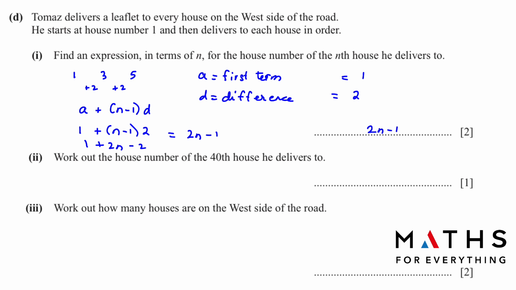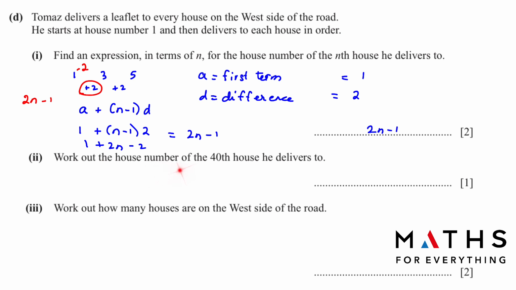The short way will be: whatever your difference is, you write it with n. And whatever your difference is, you subtract it from your first term. 1 minus 2, negative 1. So basically your answer is going to be the same, but in a shorter way.